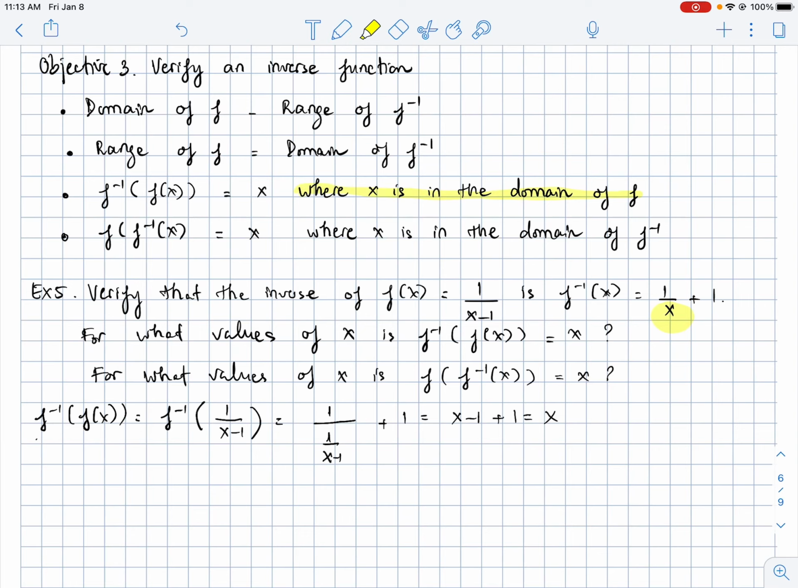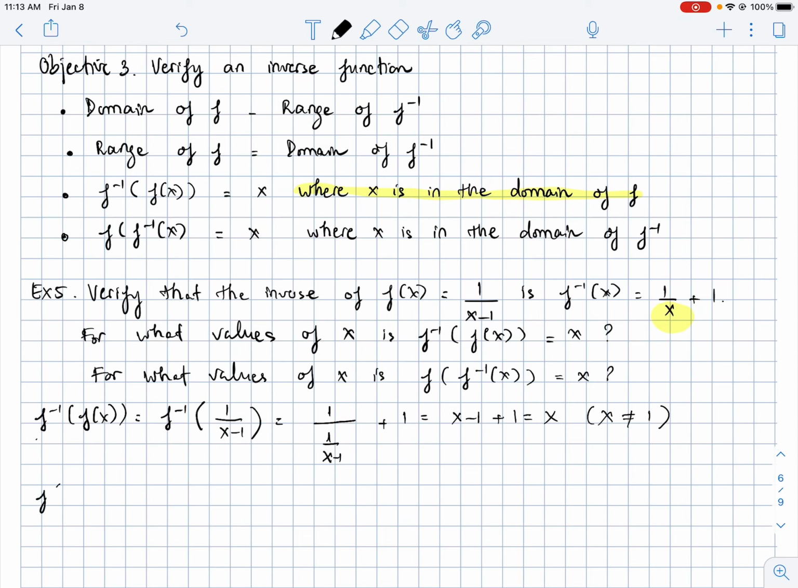the x has to be in the domain of the function f. We look at the function f, and the domain is x not equal to 1. The values of x in the domain of function f are x not equal to 1. Then the f inverse of f of x will be well defined.